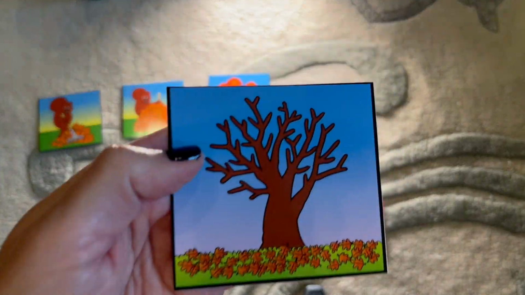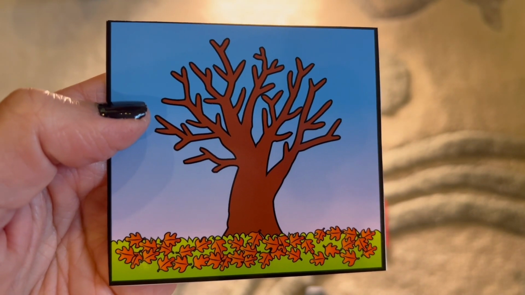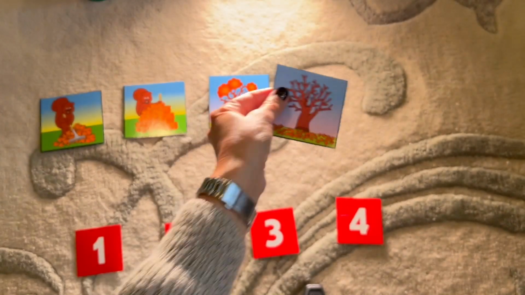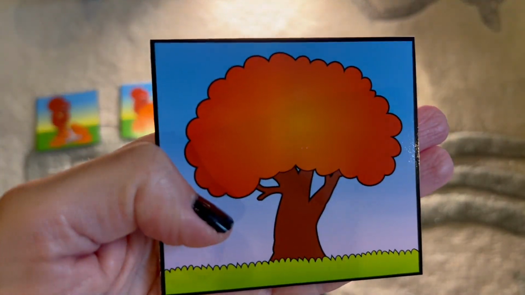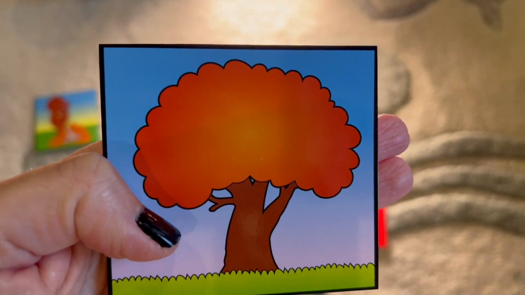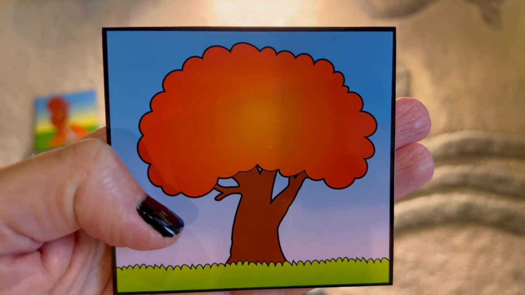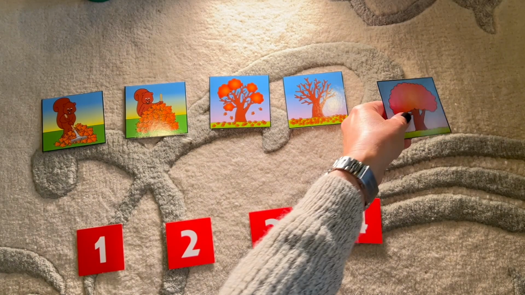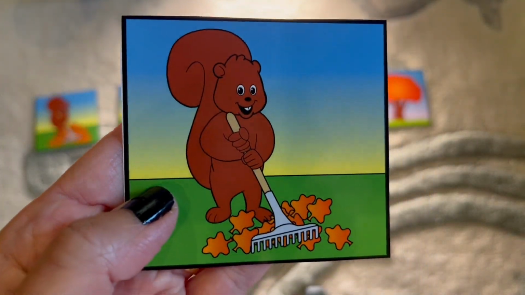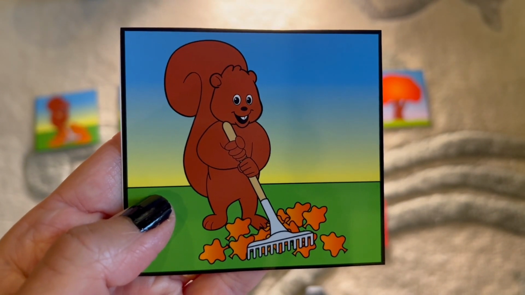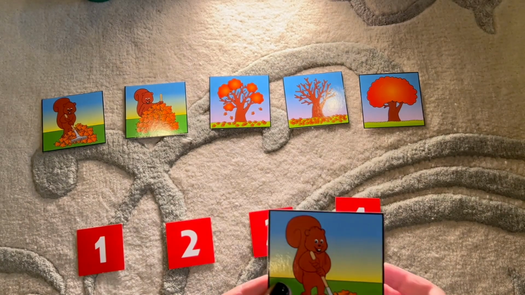What about that one? That tree has lost all its leaves. It's totally bare. And this one? Well done. That tree has all its leaves. None have fallen yet. And last, that squirrel is just starting to make a small pile of leaves.